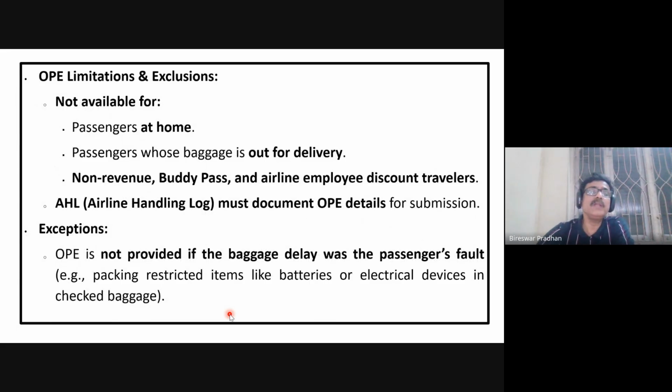Now, OPE limitations and exclusions: not available for passengers at their home, passengers whose baggage is out for delivery, non-refundable ticket passengers and airline employee discount travelers. Each airline handling agent must document OPE details for submission. Exception: OPE is not provided if the baggage delay was the passenger's fault, such as packing restricted items like batteries or electrical devices in the checked bag.